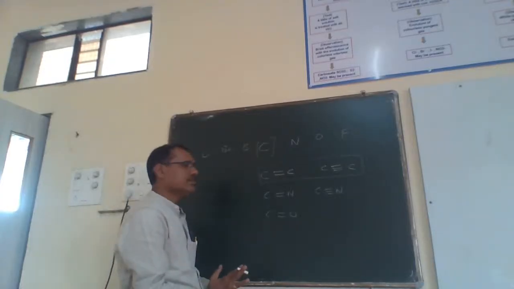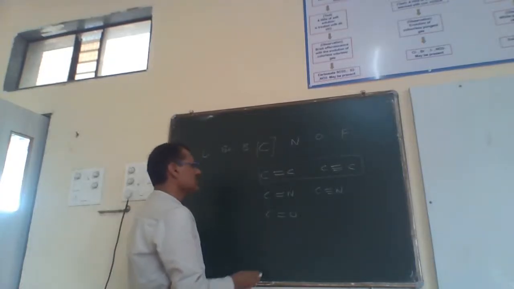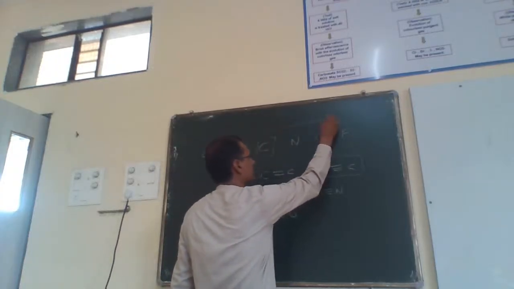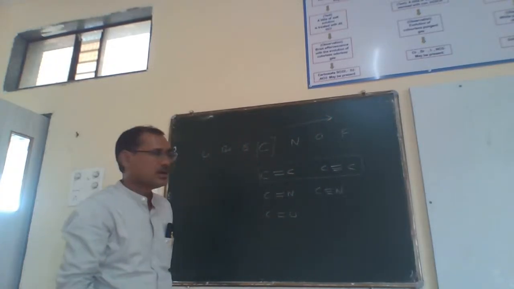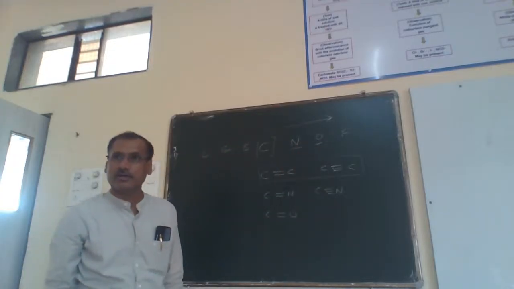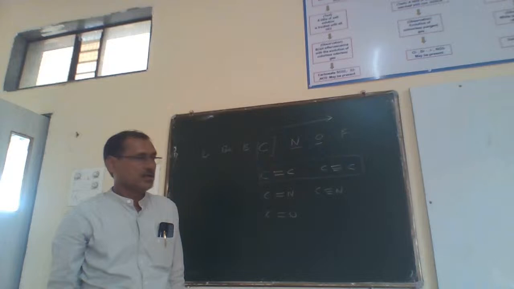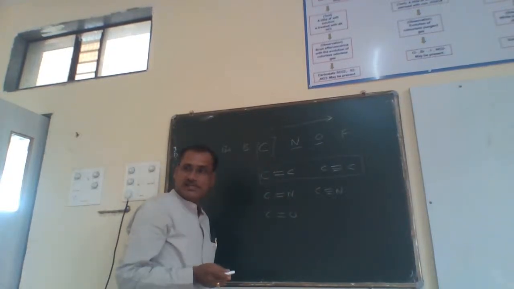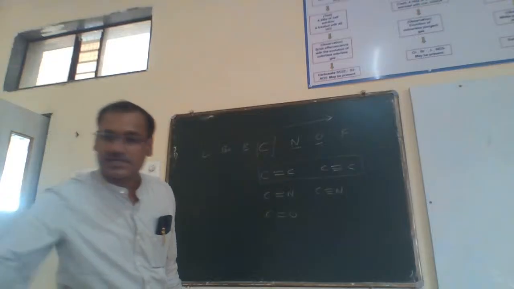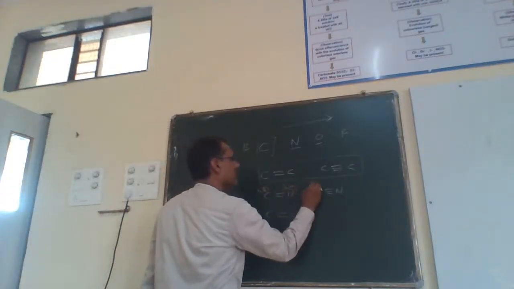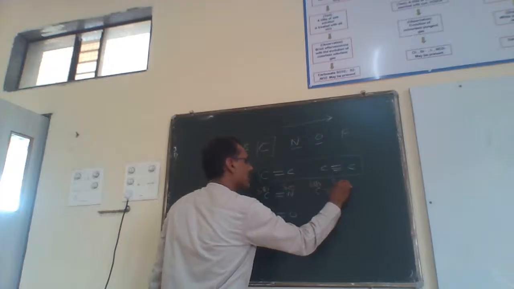Now, what is the beauty of this double bond? The beauty is, electronegativity increases from left to right in the periodic table. If you consider nitrogen and oxygen, both of them have more electronegativity than carbon. Eventually, these bonds will be polarized, and this polarization will be of this nature.